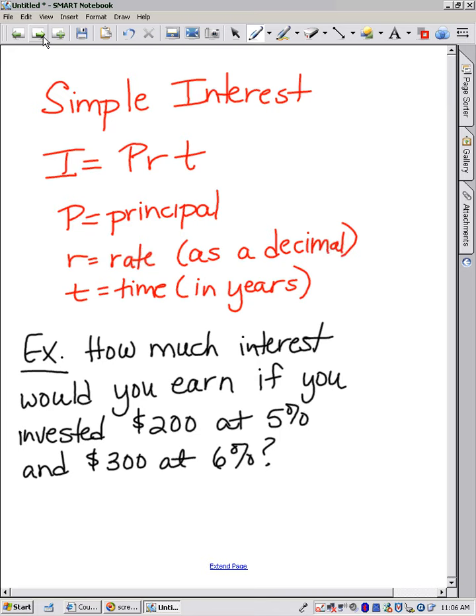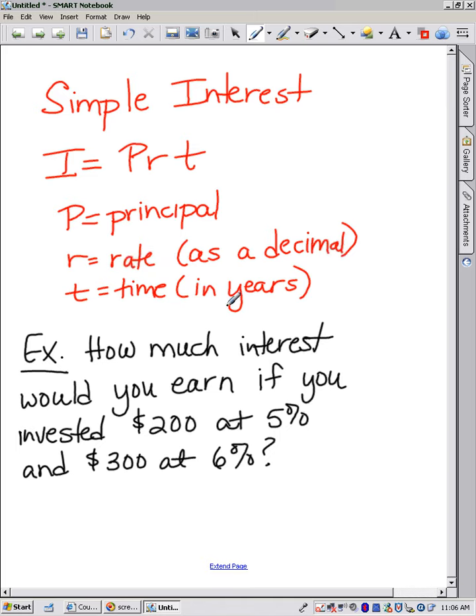The next type of word problems that we're going to look at deal with simple interest. Simple interest earned on an amount that we invest. So the interest formula is I is equal to PRT. That's principal times rate times time. Now principal is the amount you initially invest. R is the annual interest rate that you earn, and we have to convert it to a decimal. It's going to be given in terms of a percent. T is the time that we invest the money in years.